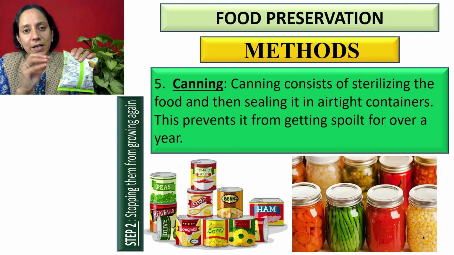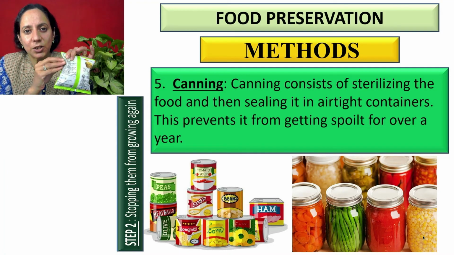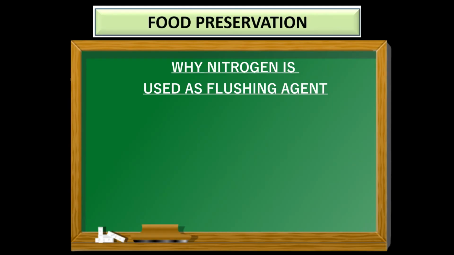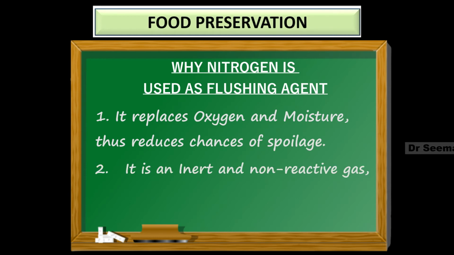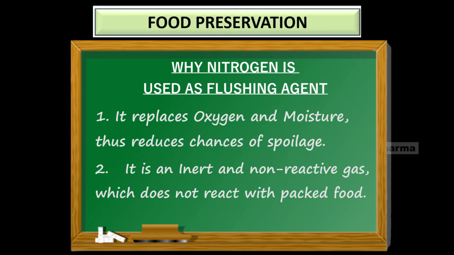We do have one more method. Here we are flushing the food item with nitrogen gas, whether it's a packet of chips or any other food item. Students, air is taken out and then nitrogen is flushed into it and then they are sealed. Why is nitrogen used? First, it replaces O2 and moisture, thus reduces chances of spoilage. Second reason, it is an inert and non-reactive gas which does not react with packed food. So this was about food spoiling microbes.